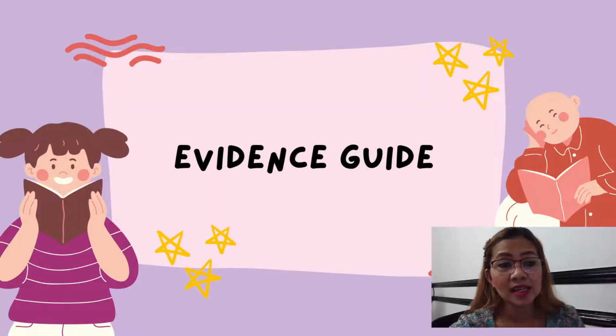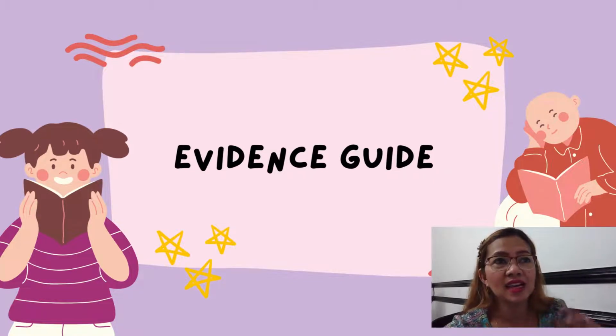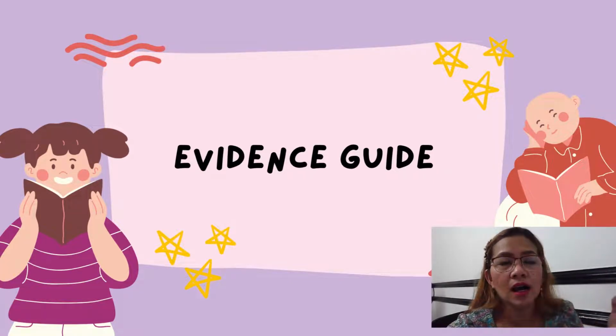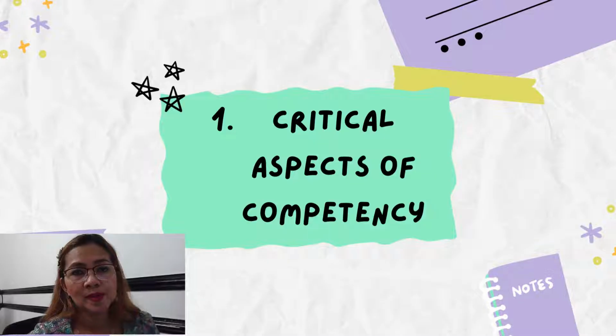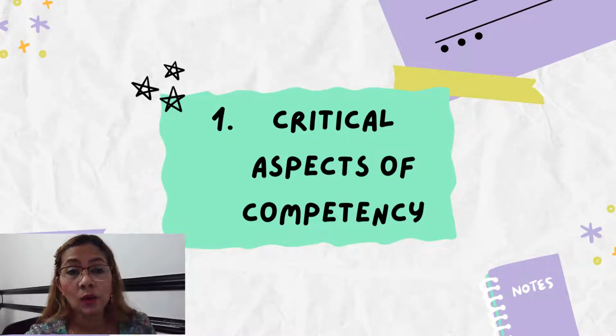This time we will be dealing with the evidence guide. What are the evidence guides that our trainees need to produce that will serve as proof that our trainees are competent in applying environmental conservation? The first evidence guide is critical aspects of competency.